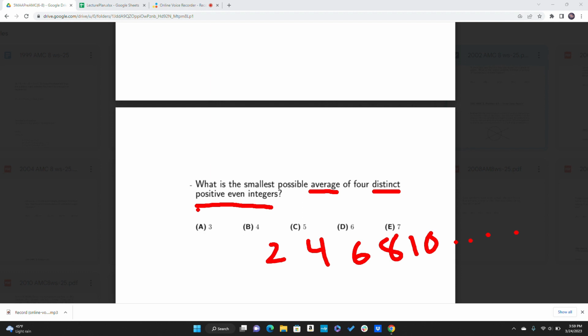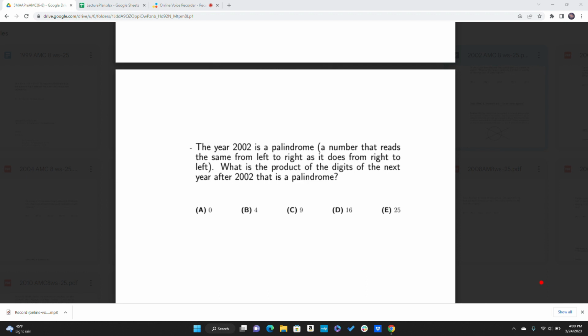Okay, and we want the smallest average possible. So that means if we add all those numbers up and we divide it by 4, we want that to be as small as possible. Okay, well, thinking about it, if we want it as small as possible, we're going to have to use the smallest numbers so that their sum is minimized. Right, so what are our smallest positive even numbers? Those are 2, 4, 6, and 8. 2 plus 4 plus 6 plus 8, that's 20, divided by 4 is 5 as our smallest possible average. All right, moving on.